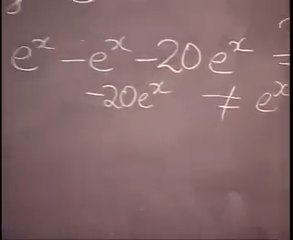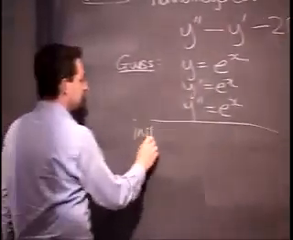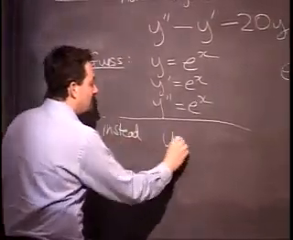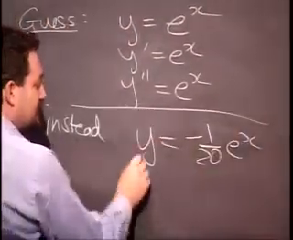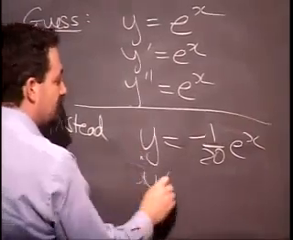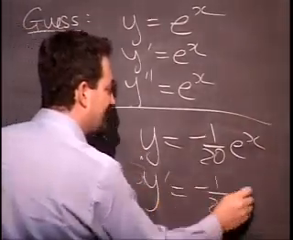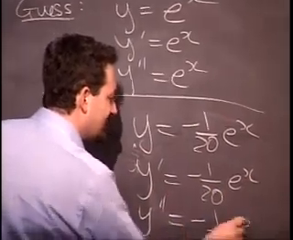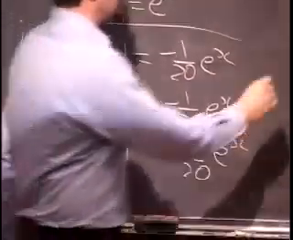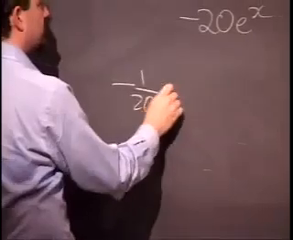So instead, y = -1/20 e^x. Let's try that. Now dy/dx, or y', is the same thing, and y'' is the same thing. And when I substitute it in, I'll get a -1/20 outside of everything.